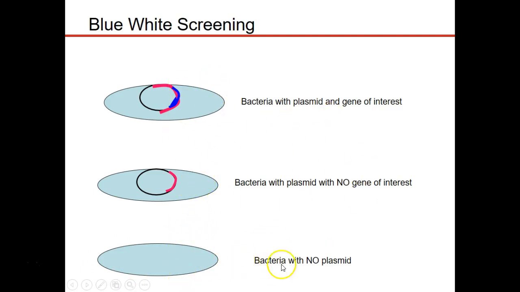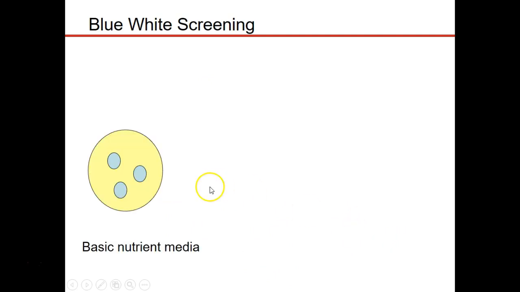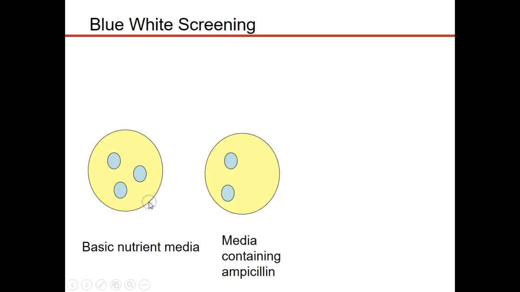You've got millions of each type, right? In the solution. But again, they look the same. So if we plate them on a basic nutrient media, all colonies will look identical, and you don't know which one is the one you care about. If we plate them on a medium containing that antibiotic resistance, so in this case ampicillin, then only those cells that have ampicillin resistance are going to grow. And so now we have only, and I'm using just one colony for each, but you get the idea, only the ones that have the plasmid.